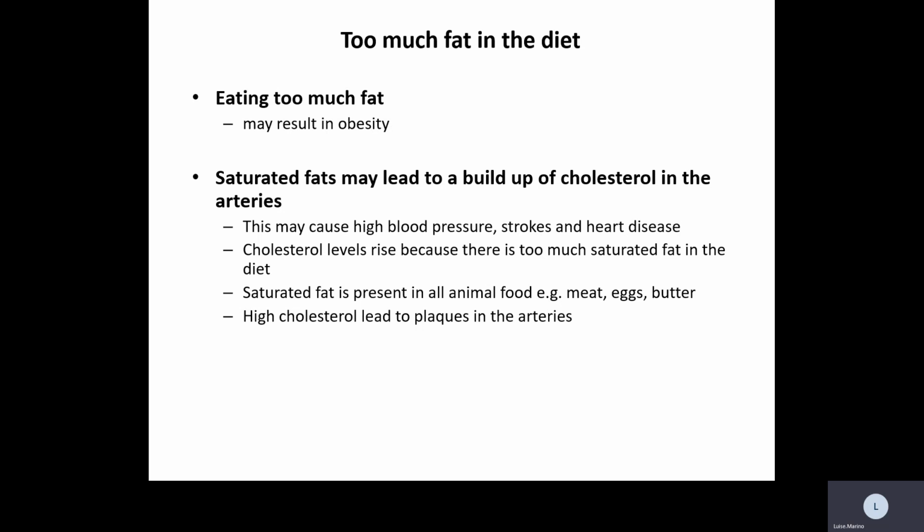And cholesterol levels may rise because there's too much saturated fat in the diet, although individuals can have familial hypercholesterolemia. So having a low-fat diet will be very difficult to control, and they're normally likely to require medication to control their cholesterol levels. So saturated fat, as I said, is present in all animal foods, and high cholesterol may lead to plaque formation in arteries.